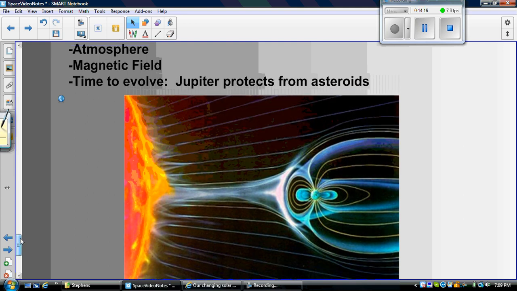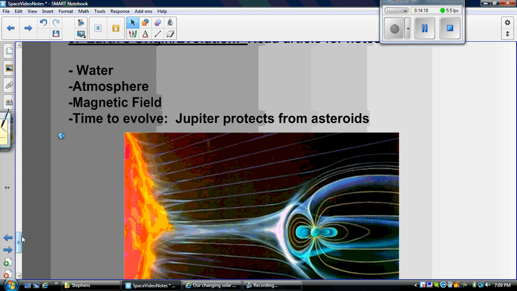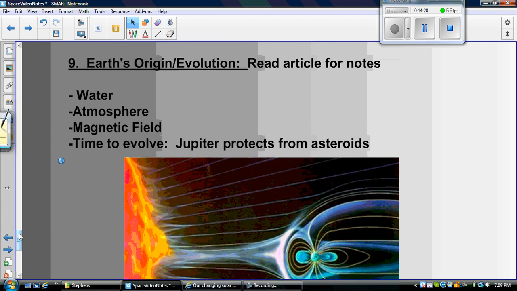So the last thing we have as far as being able to have life is that we've had time to evolve. So Jupiter, I mentioned this earlier, is a large gas giant and it actually protects us. It's like a big brother from asteroids. Now, of course, Earth has been hit by asteroids, and we've had mass extinctions because of that. The dinosaurs 65 million years ago became extinct because of an asteroid impact. But Jupiter protects us from a lot of asteroids, and that has given us time to evolve.